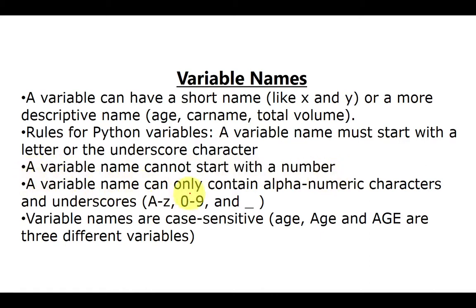A variable name can only contain alphanumeric characters and underscores. That's A to Z, 0 to 9, and underscore. Variable names are case sensitive. Age with a small letter and Age with a capital letter are totally different variables. You can see here we have age in small letters, Age starting with a capital letter, and AGE all in capitals, and these are all three different variables.